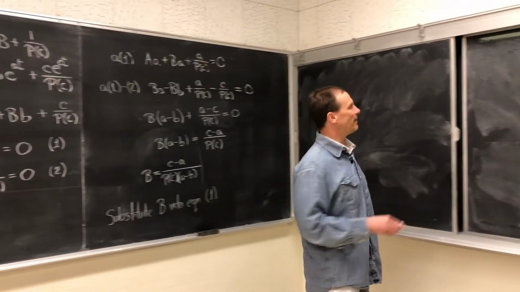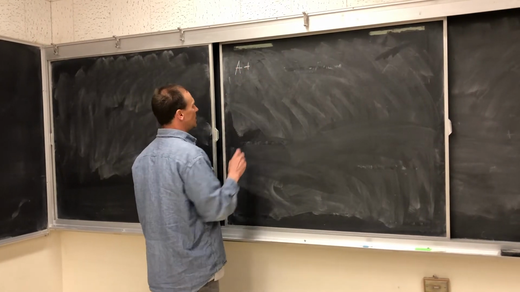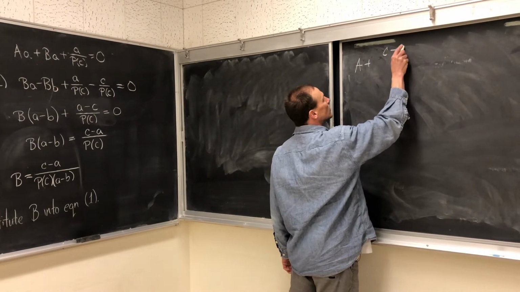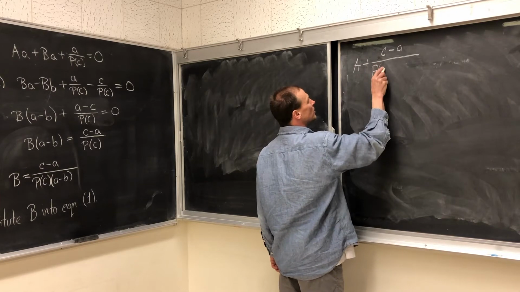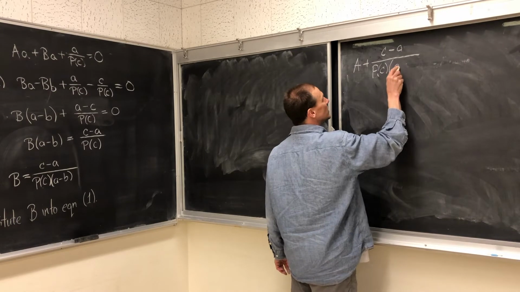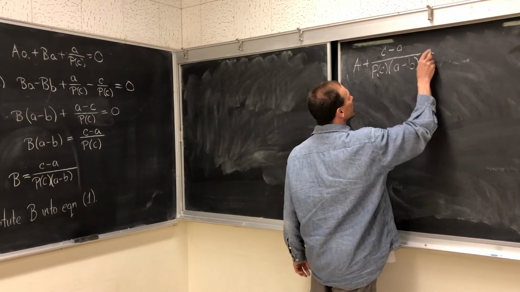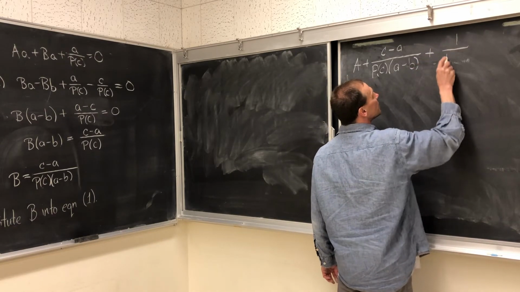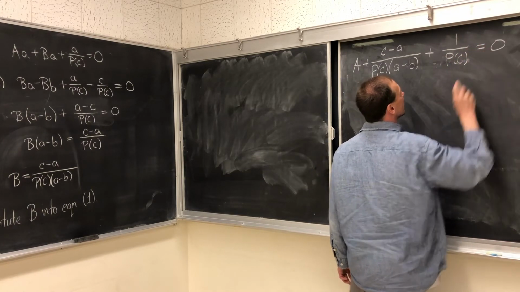So now I have capital A plus b, and b we just said is c minus a over the polynomial of c times a minus b, parentheses, plus 1 over p of c, this all equals 0.